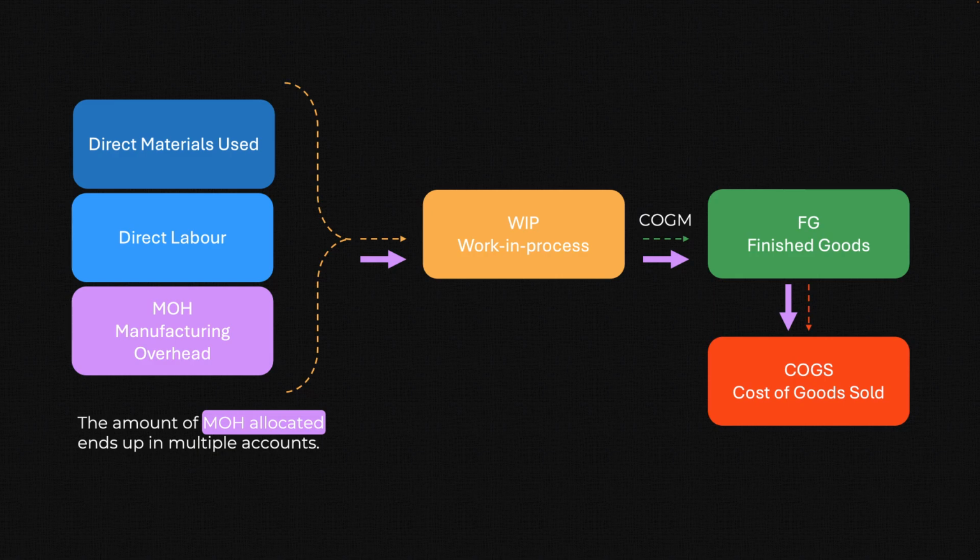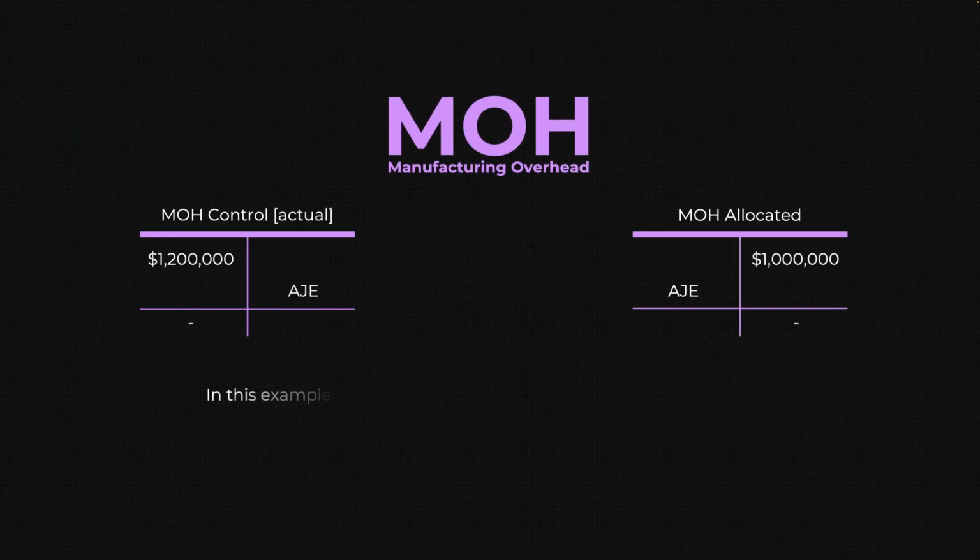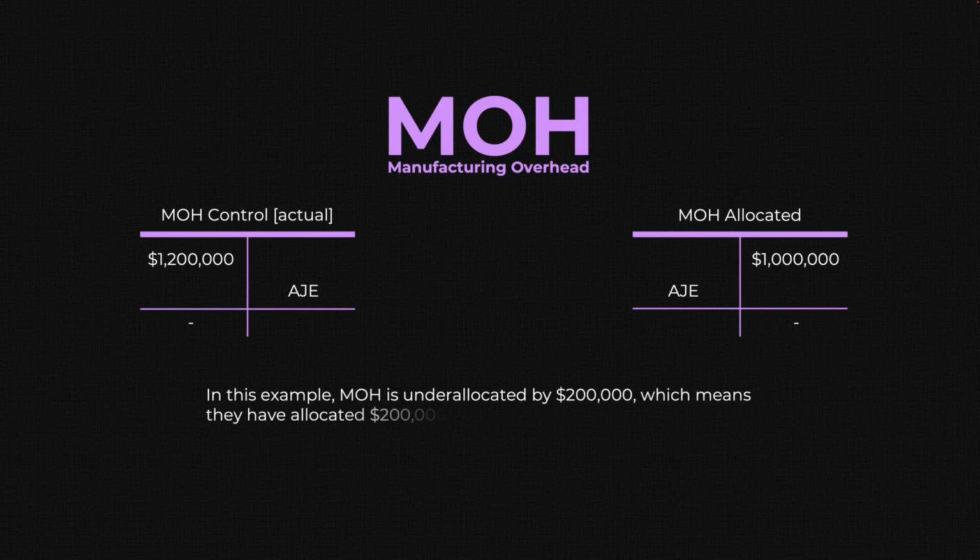Let's go back to our example. In this example, MOH is under allocated by $200,000, which means they have allocated $200,000 less than the actual costs incurred.